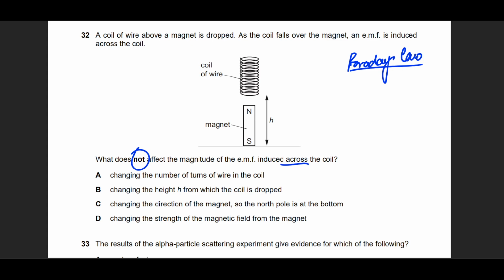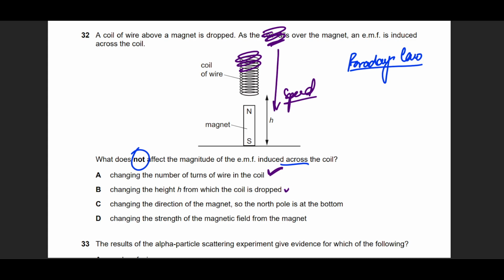So what does not affect it? Number of turns. Of course, if I increase the number of turns, it will increase the cutting of the magnetic field, increasing EMF. So yes, it will change that. Changing the height h from which the coil is being thrown. You see, if I increase the height of the coil, its speed will increase. And if the speed of cutting of the magnetic field increases, I'm effectively changing the rate of magnetic field being cut.